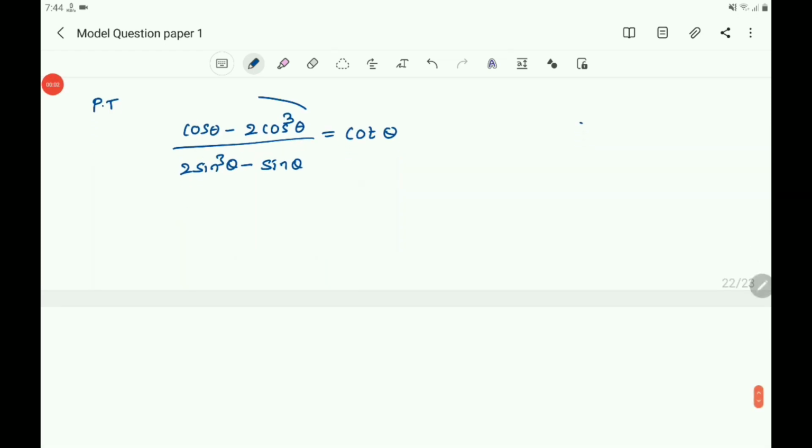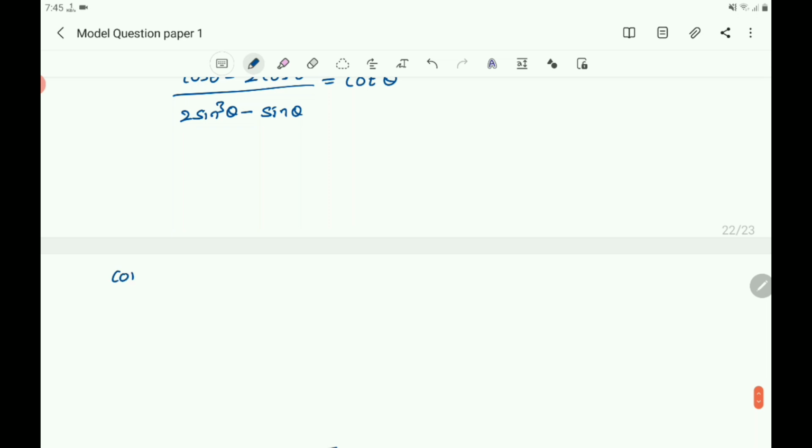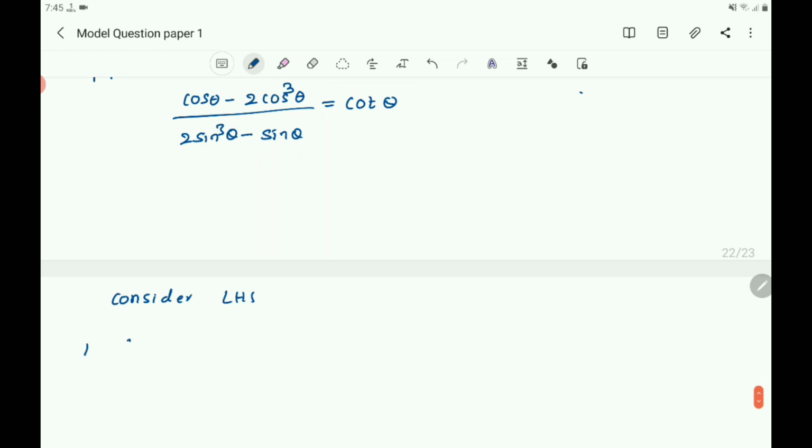Now you consider the LHS. What is that LHS? LHS equals cos theta minus 2 cos cube theta by 2 sin cube theta minus sin theta.